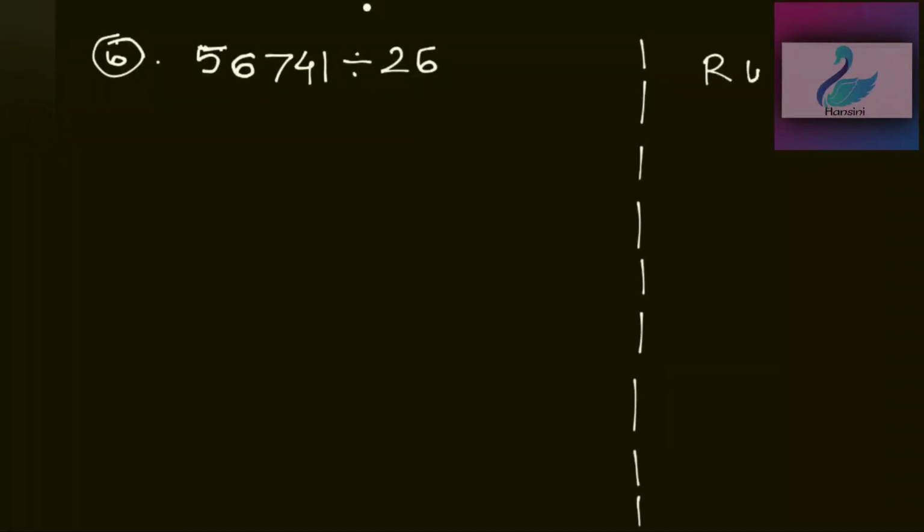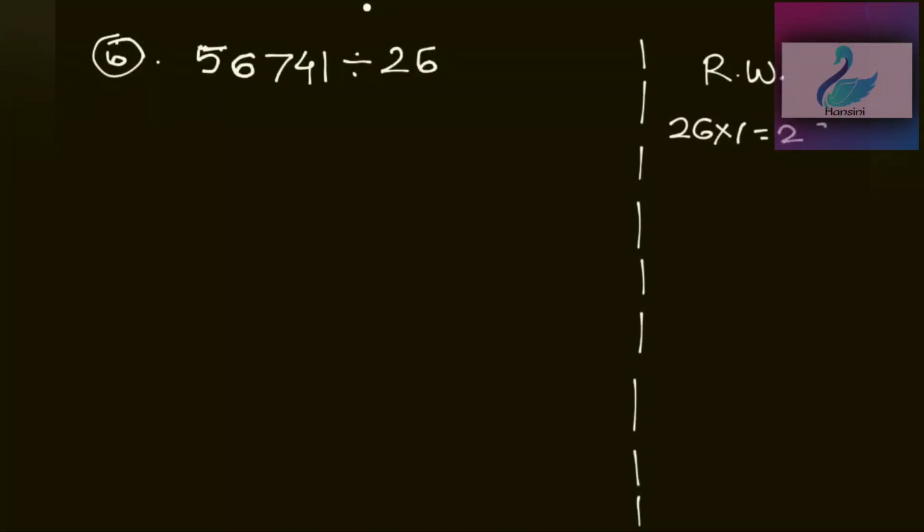Let's see the last sum in this video. Sum number 6. 56,741 divided by 26. So first I will make the rough work column. I will name it as RW, rough work, and I will write the table of 26.